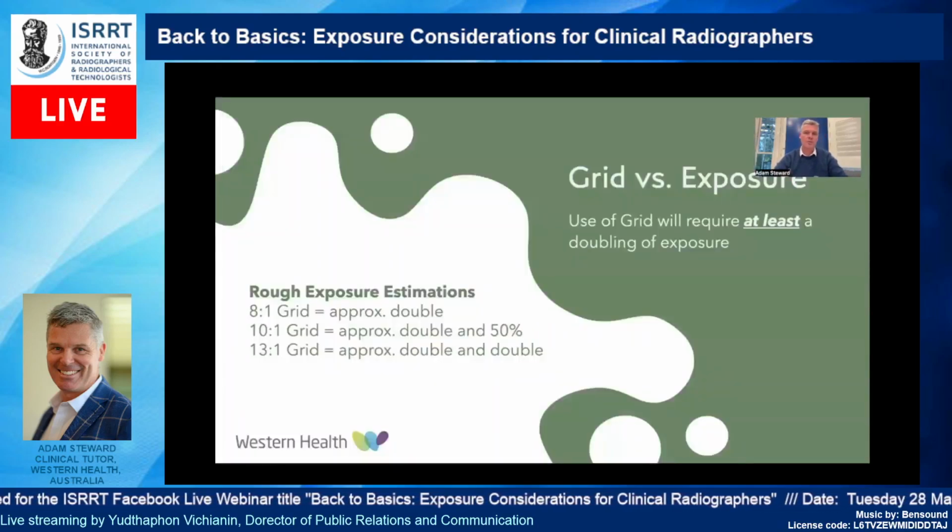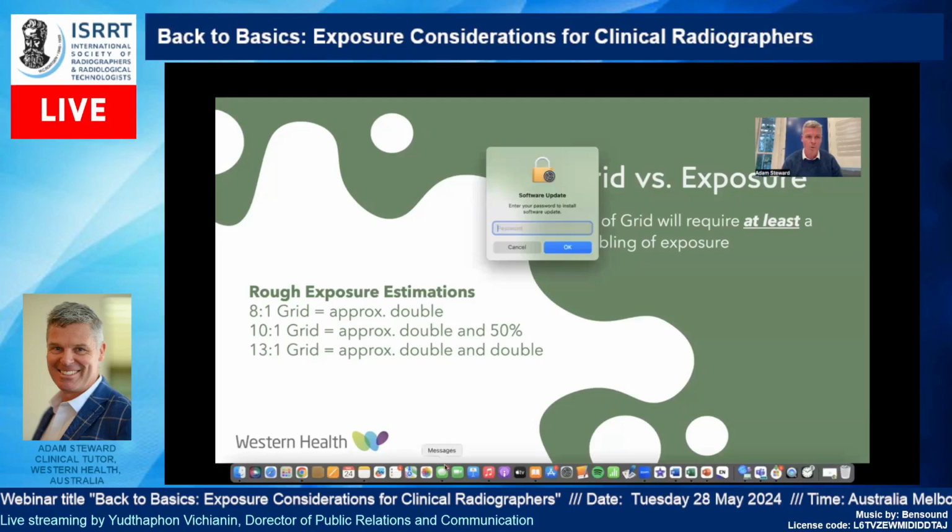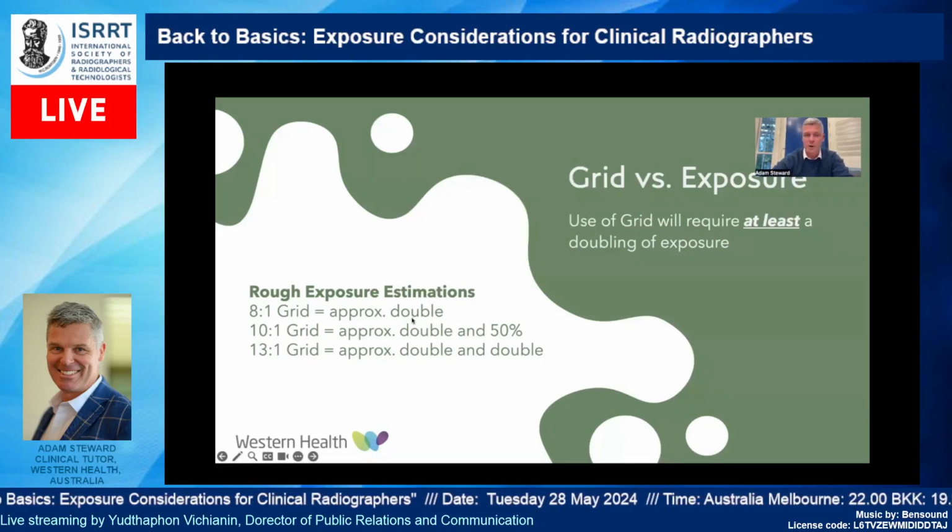So long story short, our studies here suggest that the use of a grid will require at least a doubling of exposure, but maybe more. For an 8-to-1 or a 6-to-1 grid, you may require a doubling of that exposure. But when you get to a larger grid ratio, like 10-to-1 or 13-to-1, chances are you're probably going to have to double it and double it again.